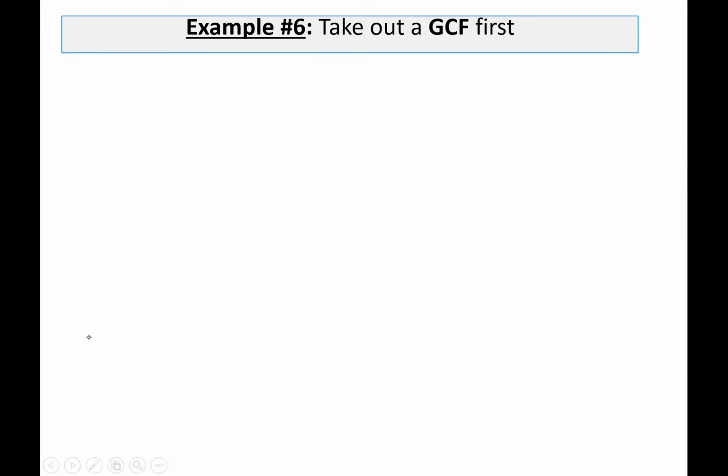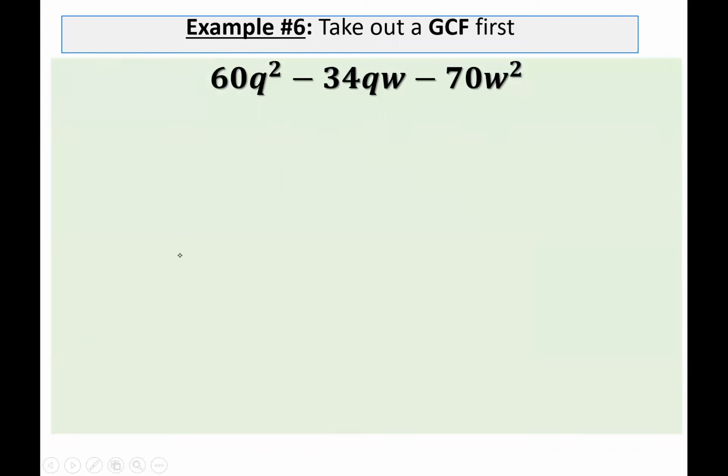Now we're on example 6. This is another one where we can take out a GCF first. 60q squared minus 34qw minus 70w squared. Notice the 2 variables, q and w. We can't factor out either of them because none of them is in all 3 terms. But there is a GCF. Each of these numbers is divisible by 2. So let's factor out a 2 first. So our GCF is 2.